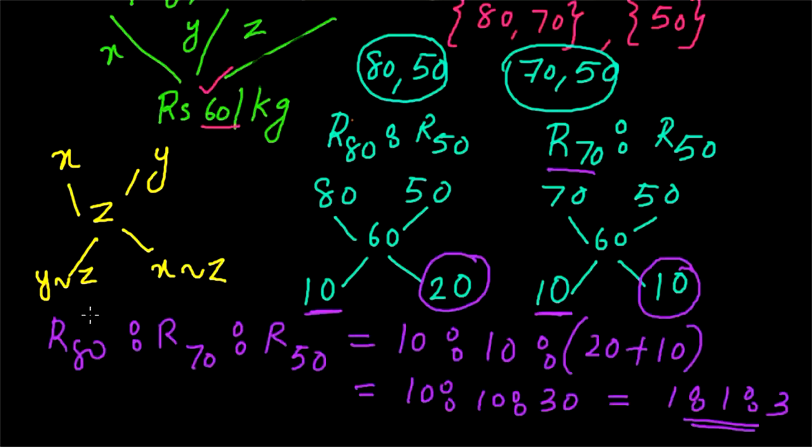So the sugar at rupees 80 per kg should be mixed with the sugar at rupees 70 per kg and the sugar at rupees 50 per kg at the ratio of 1 is to 1 is to 3 in order to obtain a mixture worth rupees 60 per kg.